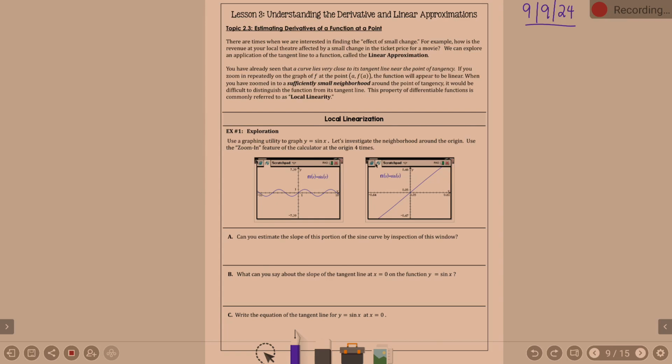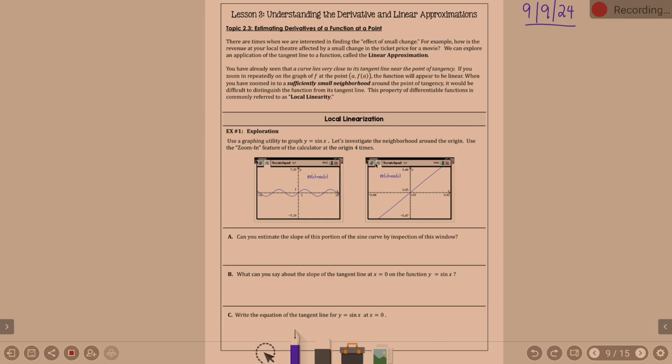You've already seen that on a curve, a curve lies very close to its tangent line near the point of tangency. If you zoom in repeatedly on the graph of f at the point, the function will appear to be linear. When you've zoomed in to a sufficiently small neighborhood around the point of tangency, it would be difficult to distinguish the function from its line. This property of differentiable functions is commonly referred to as local linearity.